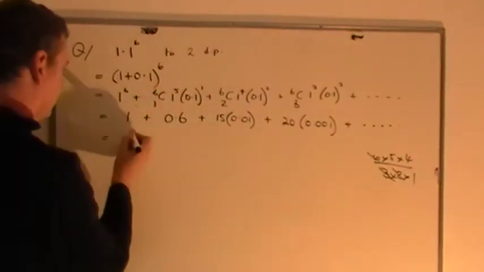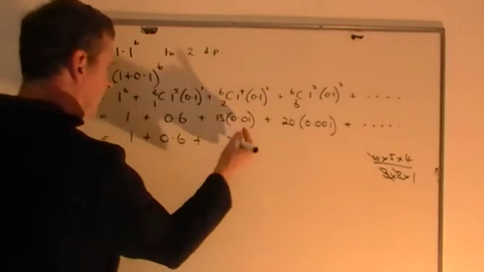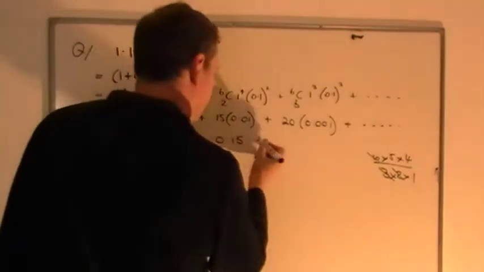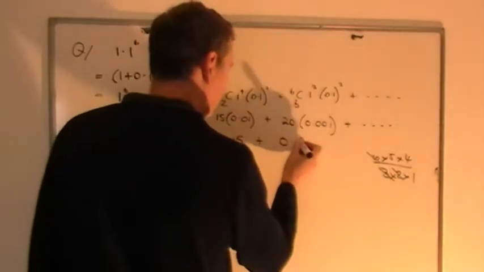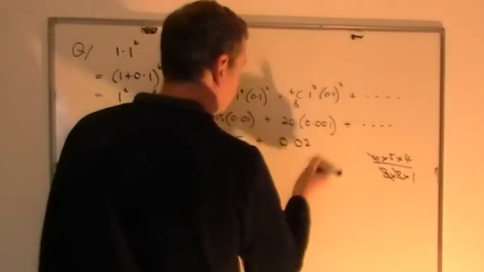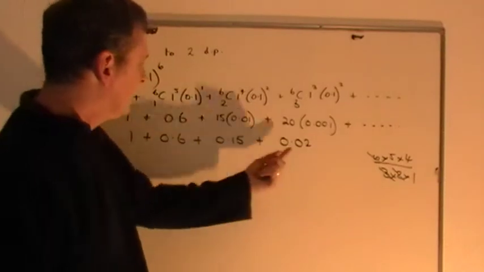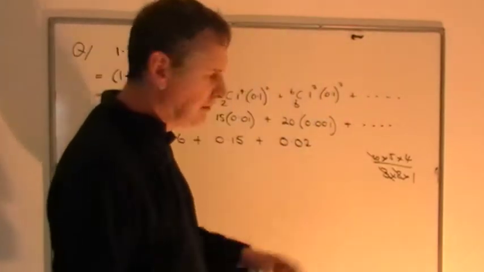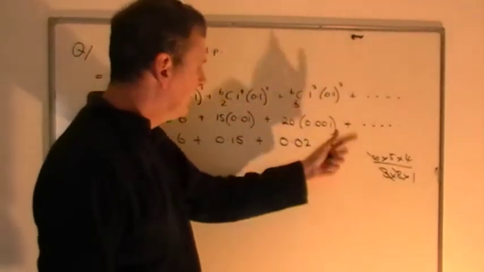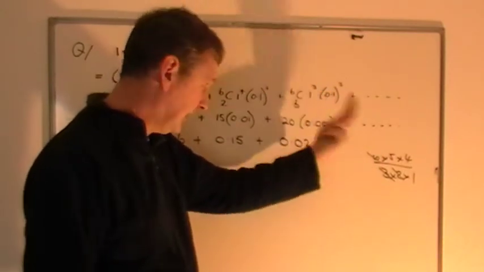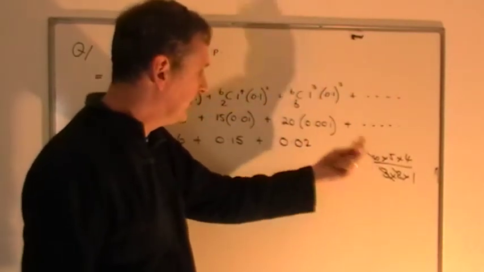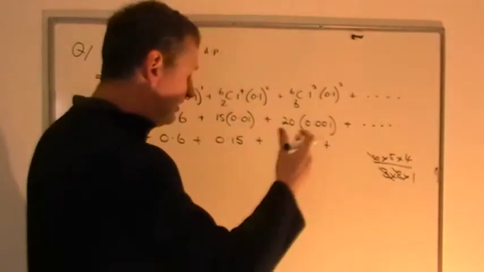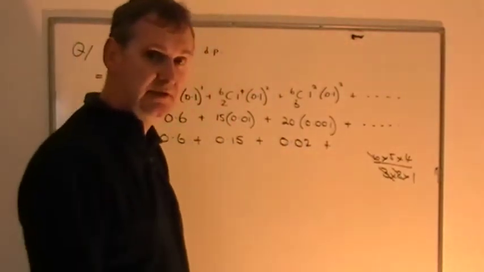Okay, so we end up with 1 plus 0.6 plus 15 times 0.01 is 0.15, plus, and then 20 lots of that is going to give you 0.020 or just 0.02. You can see that this one here has got a value to two decimal places. If I'm not sure that that is as far as I need to go, then work out the next one. And just to satisfy your own curiosity, make sure that you go to as many decimal places as required. In this case, if you do the next one, it doesn't have any impact on the second decimal place.